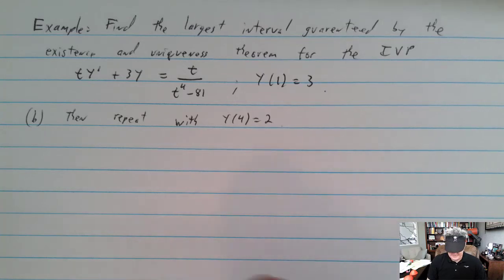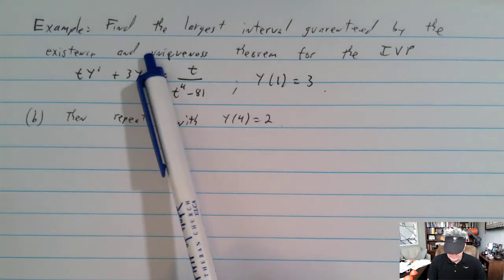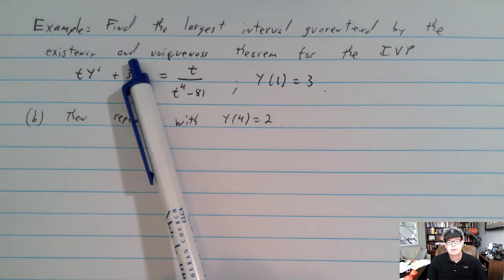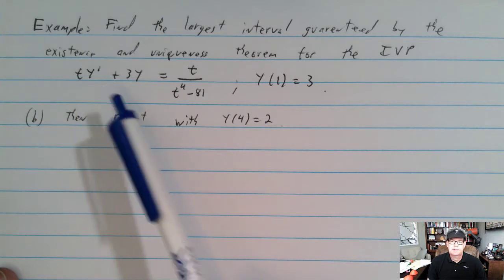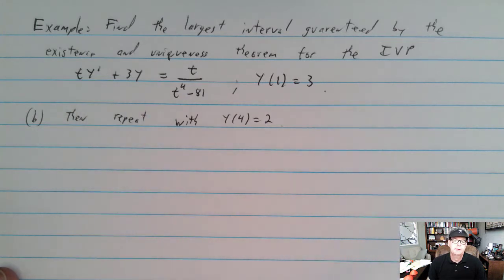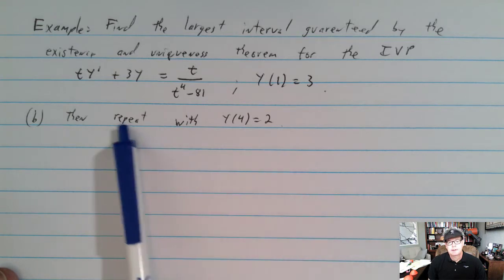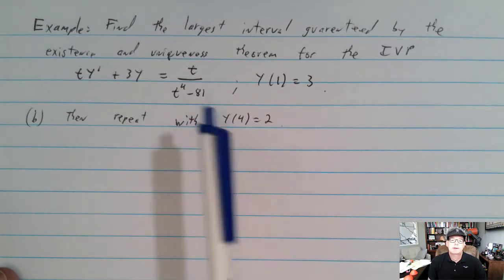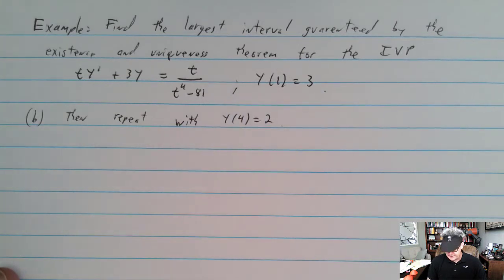All right, let's look at this example for differential equations. First order linear, we have an existence and uniqueness theorem. So right here I have a first order linear differential equation with an initial condition. Let's find the largest interval where we are guaranteed a solution, a unique solution.